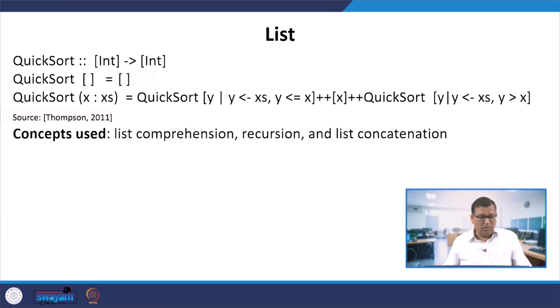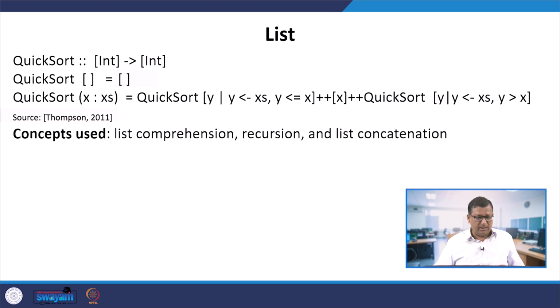Now let us see how to write the quicksort algorithm in Haskell. We are doing quicksort on a list of integers and we are going to get another list of integers. The input is not sorted, say, and the output is a sorted list of integers, in increasing order, supposing all the elements are distinct.